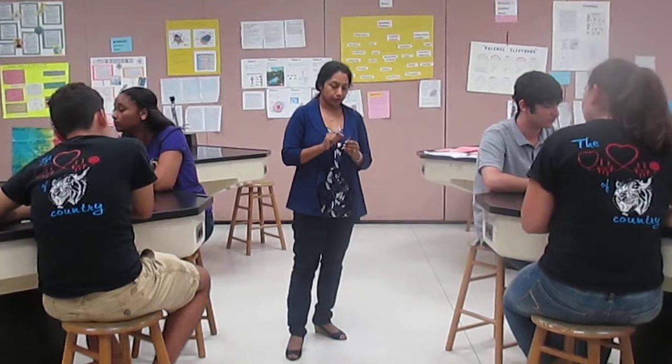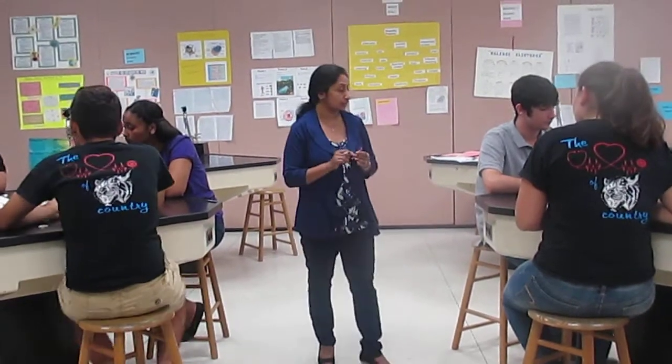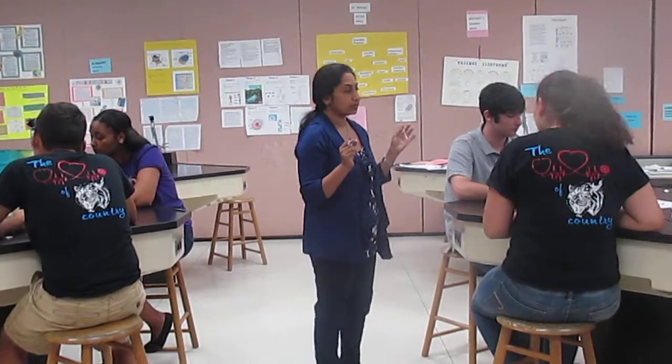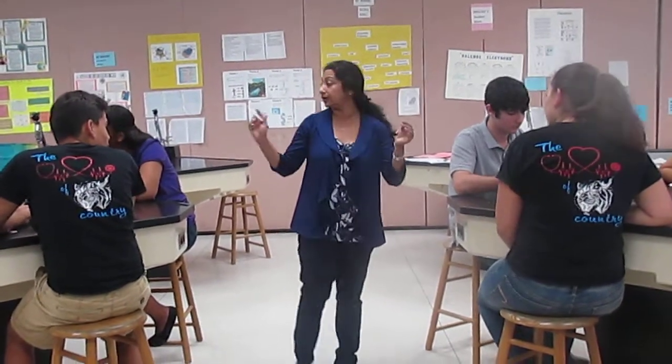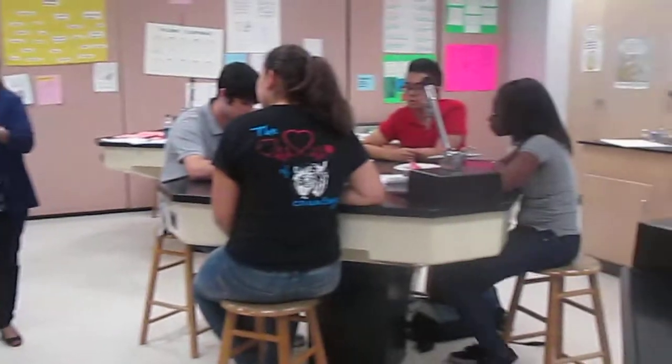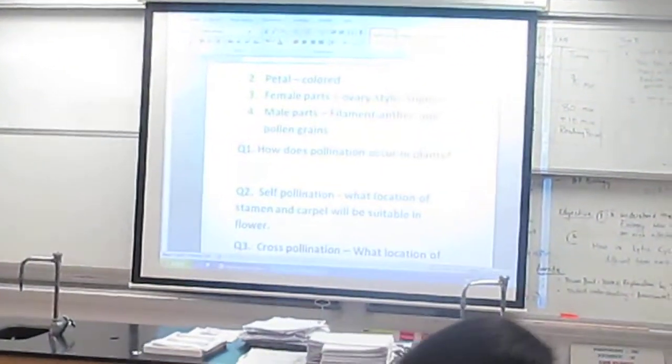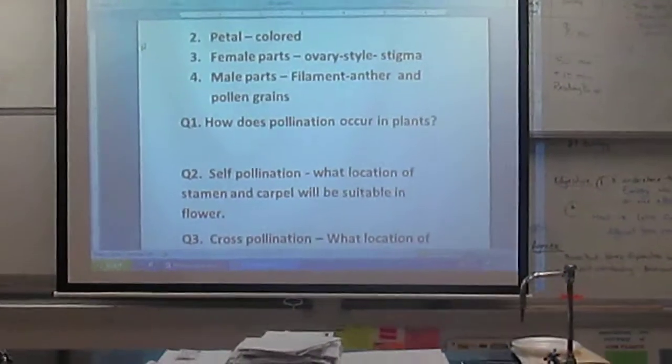Okay, good. Next, let's move on. So we have all four whorls, and you have the functions. Anther is the one in the male. In the stamen, you have filament, which is holding the anther. If you have not written the function, please write this down. Filament holds the anther, and anther will hold the pollen grains.